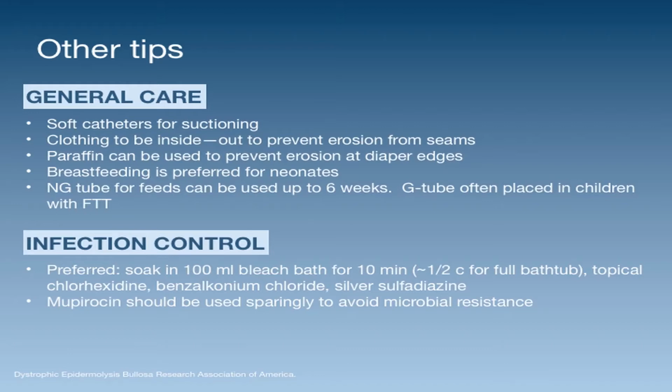Like I said earlier, PO intake is preferred for infants, but for whatever reason, an NG tube can be used for feeds for up to 6 weeks, and you should think about placing a G tube in children with failure to thrive. To avoid skin infection, it's preferred to use a bleach bath or topical chlorhexidine, benzalkonium chloride, or silver sulfadiazine. Mupirocin should be used sparingly in order to avoid microbial resistance.